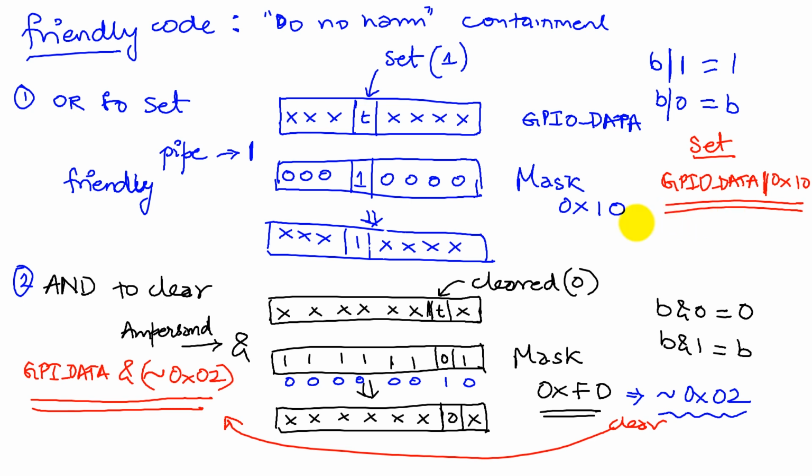Now, obviously, I have to write it into some place. So I'm going to simply say this is equal to GPIO data, and this is equal to GPIO data as well. And we'll see a shortcut for this when we write our code.